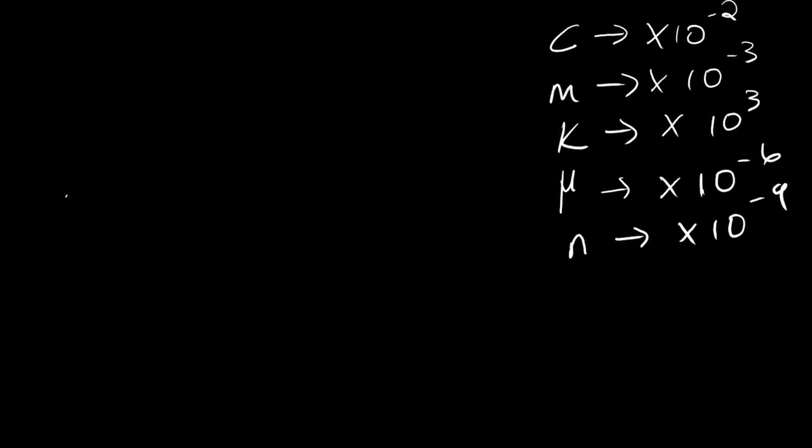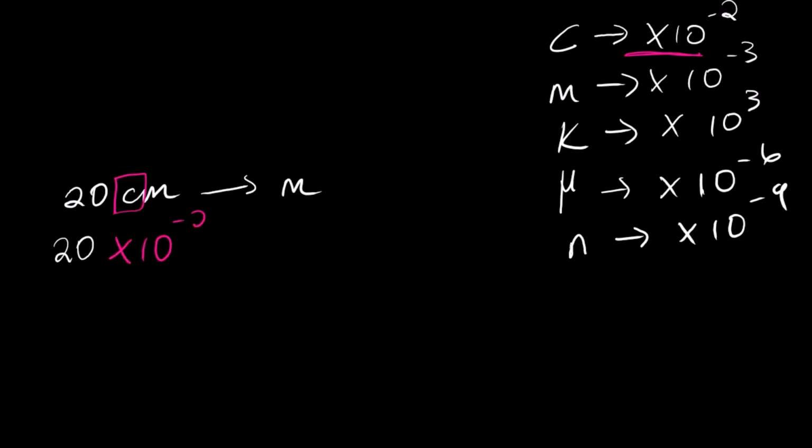Now suppose we have 20 centimeters. We want to convert it to meters. How do we do that? Now it's simple. We simply write this 20. Now where we see C, which is centimeter, we substitute by this. We can see that centi is times 10 to the power negative 2. So we substitute by times 10 to the power negative 2.